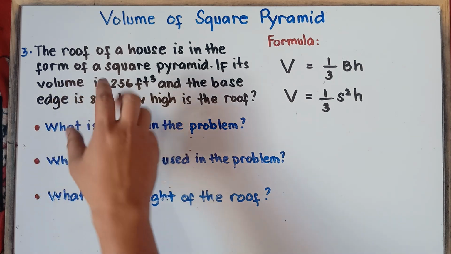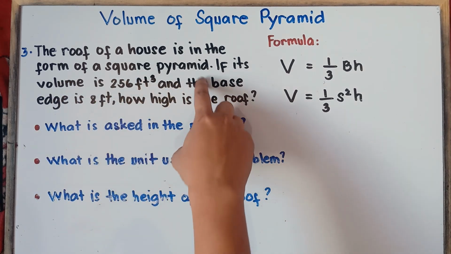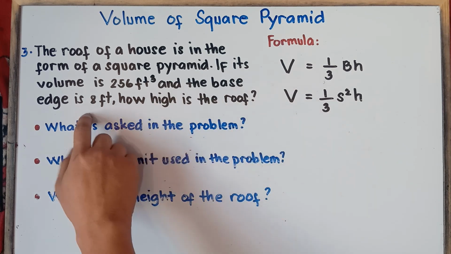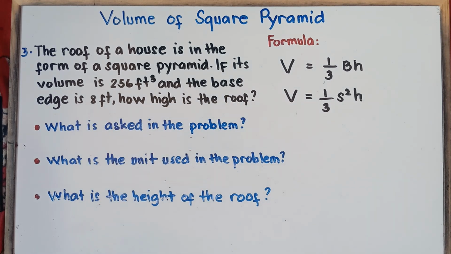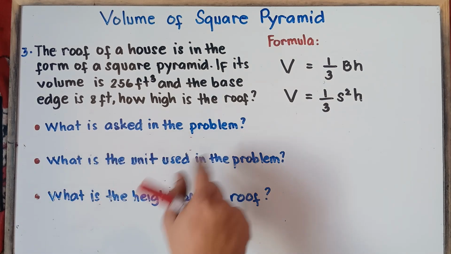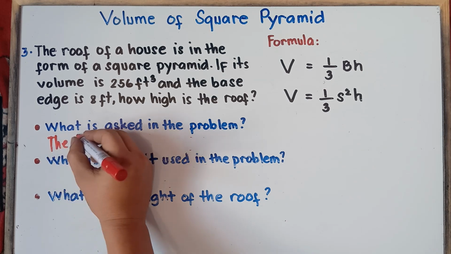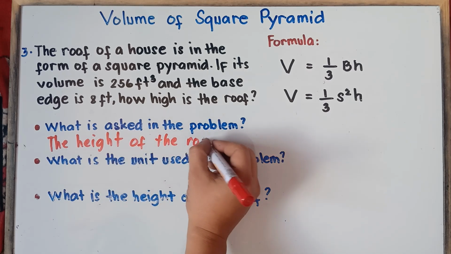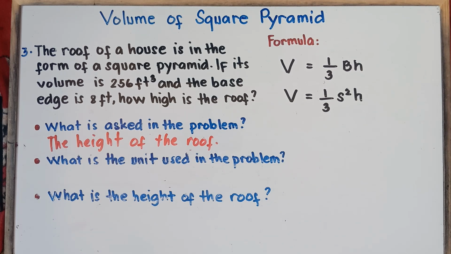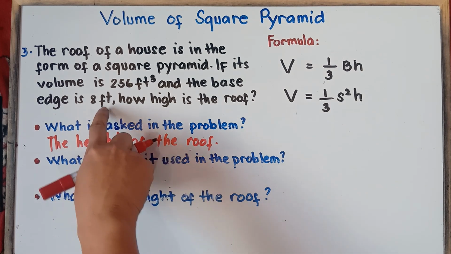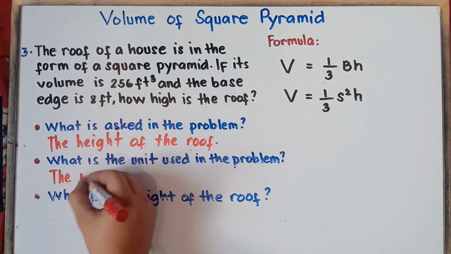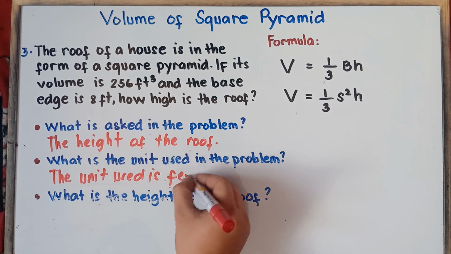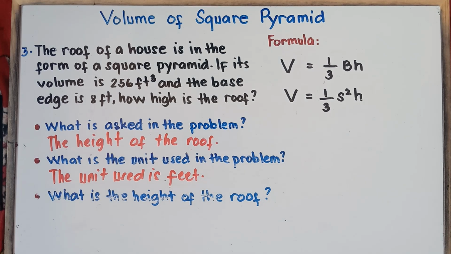Alright, so number 3, the roof of a house is in the form of a square pyramid. If its volume is 256 cubic feet and the base edge is 8 feet, how high is the roof? So first question there, what is asked in the problem? You're told to find the height of the roof. Second question, what is the unit used in the problem? So we are using feet. And then the last question, what is the height of the roof?